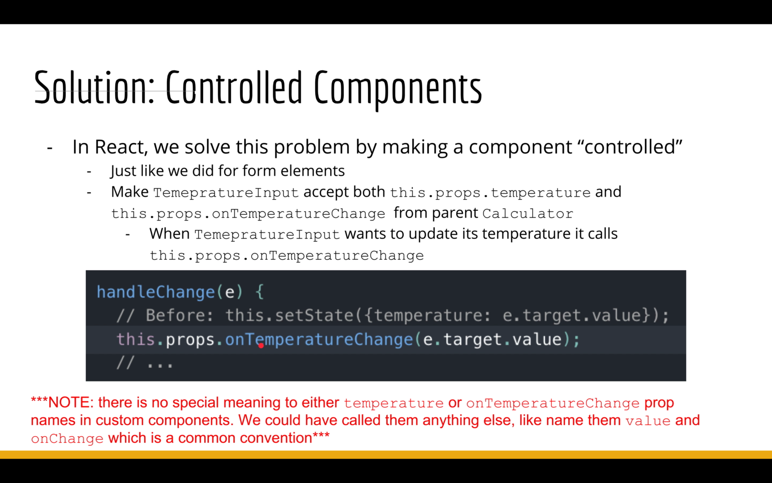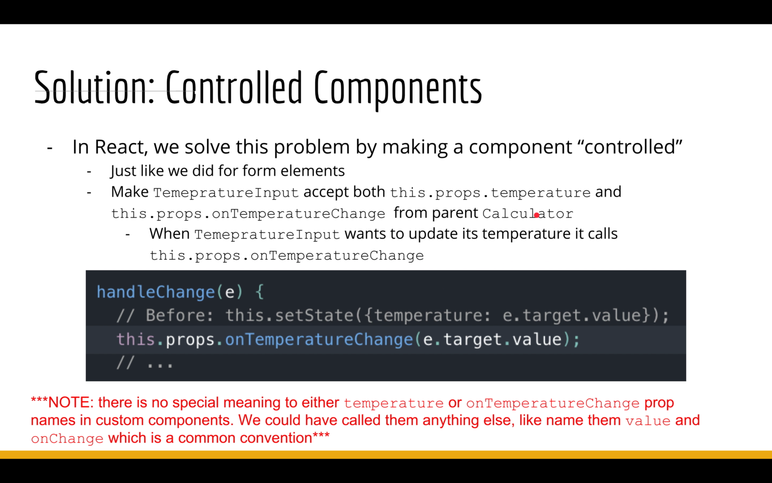It's important to note we're actually passing a function as a prop, similarly to how we did before with form elements' controlled components. And so we'll just be calling this.props.onTemperatureChange with the value. And then it's the parent's job, aka calculator, it's calculator's job to implement and pass down this onTemperatureChange so that it'll properly update calculator state.